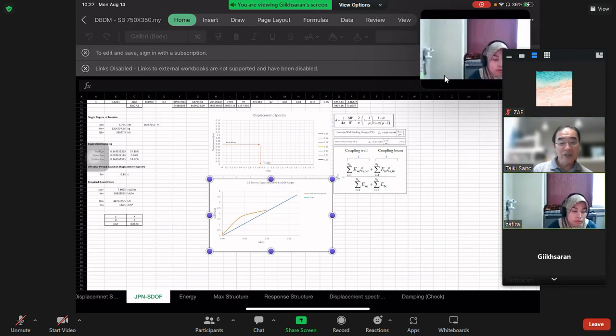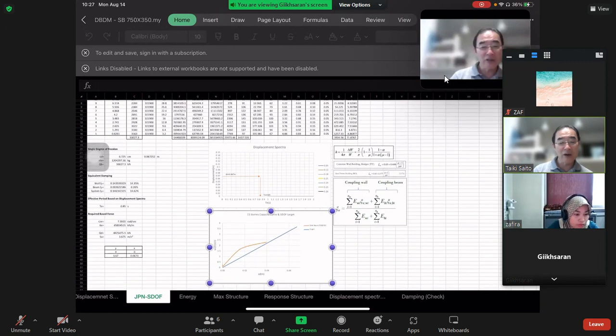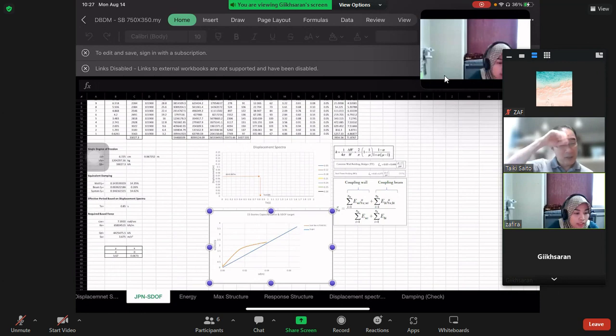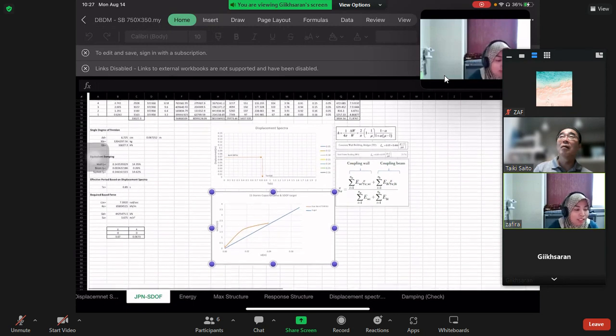So you try to design the building to satisfy 1 over 100, 1 over 250 story drift. The target line is from the calculation on the left side. It has nothing to do with the structure response, only the capacity curve comes from the structure response. I think she has some error in the input data. I will check later.